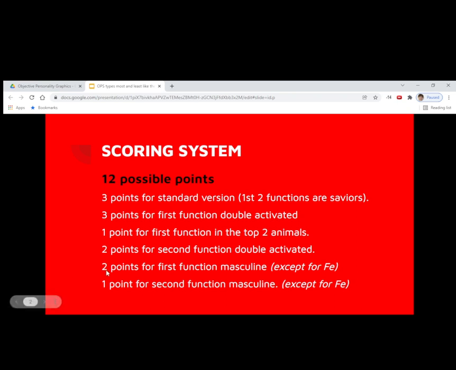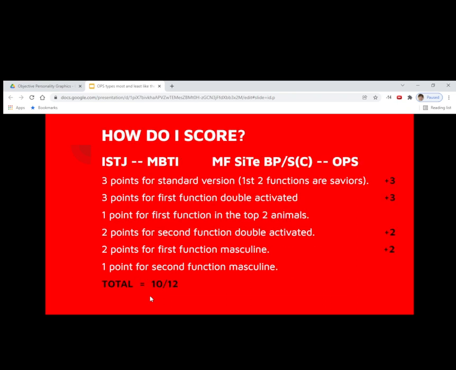Yeah, so 2 points if the first function is masculine, and 1 point if that second function is masculine. And remember, we're talking about the first and second function in the function stack, not necessarily the savior function, because in MBTI, it's really those first two functions that define the essence of that type. And the first function carrying the most weight, and then the second function being like a support to the first function. Okay, so let's do an example.